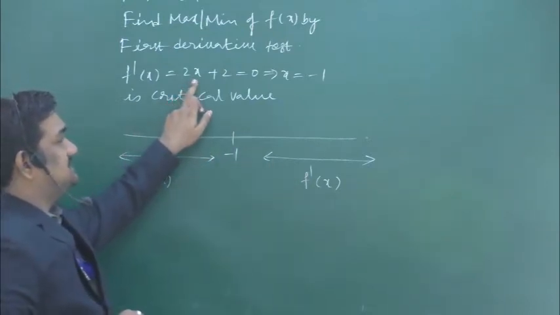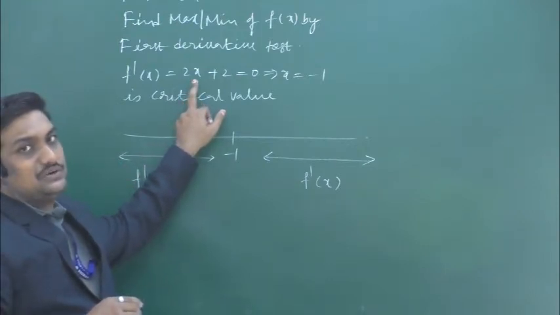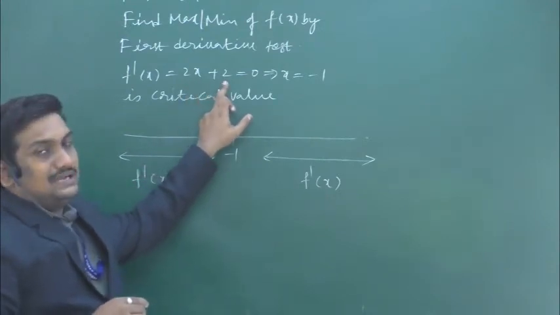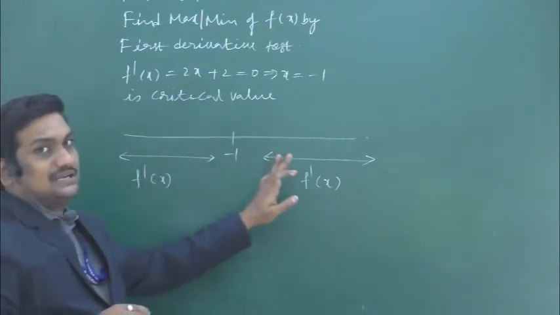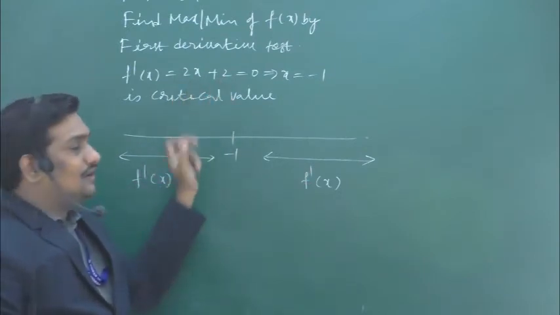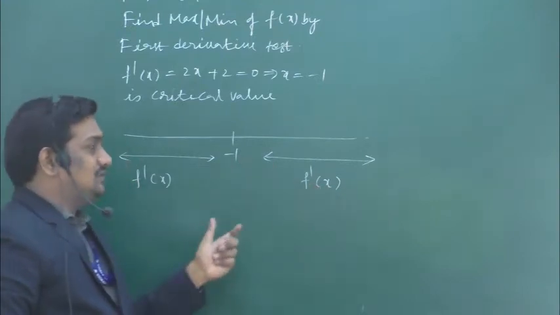Okay. If you substitute 0, the answer is 2 and it is positive. If you substitute 1, the answer is 2 plus 2, 4. Again it is positive. If you substitute 3, it is 6 plus 2, 8, it is also positive. For all the values on the right hand side of minus 1, the first derivative is positive.